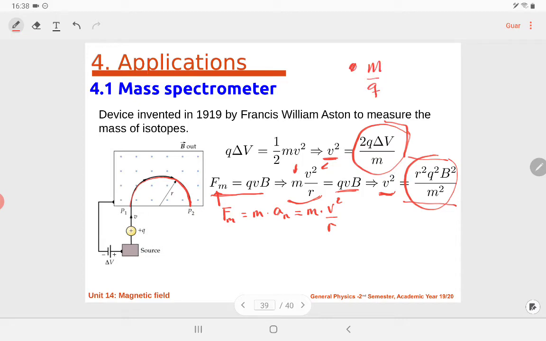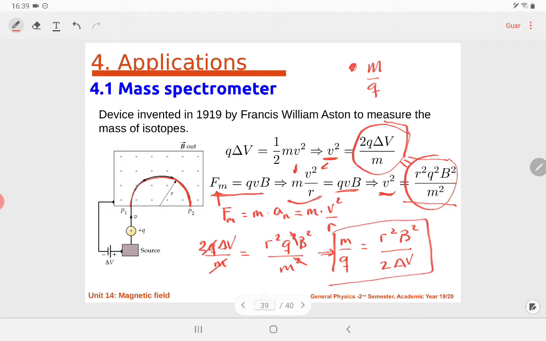Okay, so from equating these two, you show that 2 times Q times the difference of potential divided by m has to be equal to r squared q squared B squared divided by m squared. So this square goes with this one, and this q goes with this q squared. So m divided by q is going to give you r squared B squared divided by 2 times the potential difference.